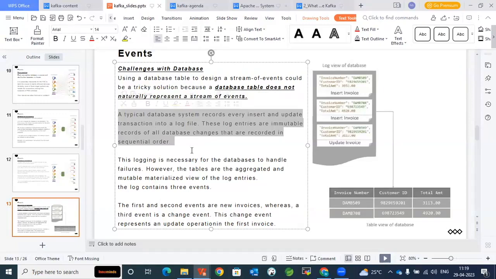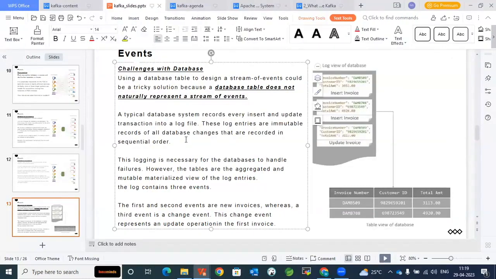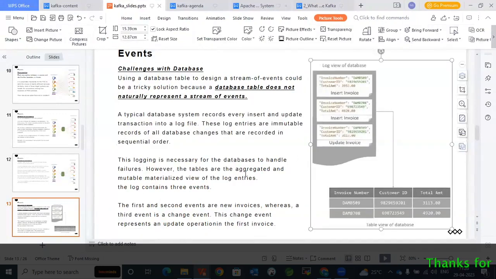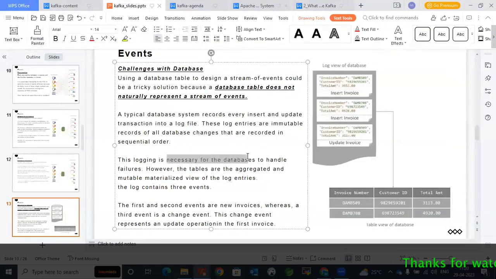Whoever attended my Docker and then Kubernetes sessions might have imagined this one, right? The database is storing the data in the file system. Now the database is storing the log entries in the log file. Here you can see the problem: the logging is necessary for the database to handle failures, so it will log the data. However, the tables are aggregated and mutable materialized. This you can't understand now.